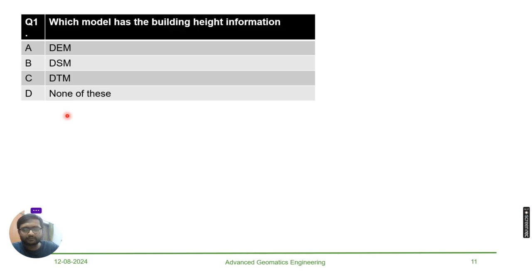So now we'll take some questions on these concepts. The first question is, which model has the building height information? This is the DEM data which you learned in the first lecture of this week, where we talked about the various data related to height or elevation. There are three different terminologies: DEM, DSM, and DTM: digital elevation model, digital surface model, and digital terrain model. Which of these three models gives the building height information?